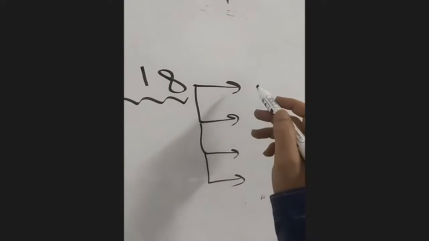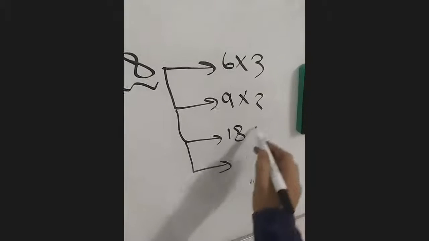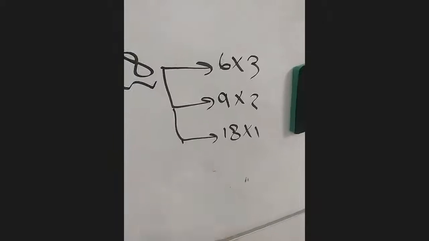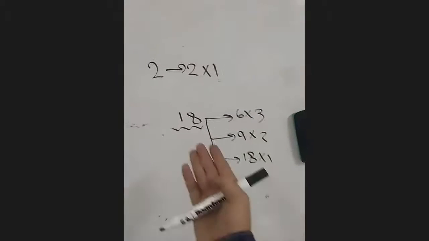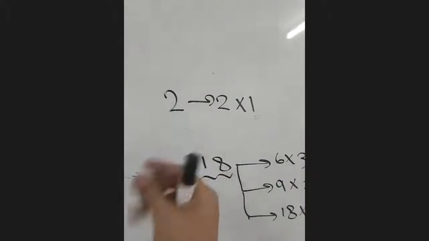By 6. 6 by 3, 9 by 2, 18 by 1, right? Yes. But in this case, what do we call it? Composite. But for the 2, we have only 2 by 1. What do we call it? Prime.